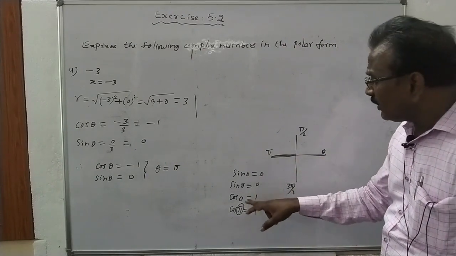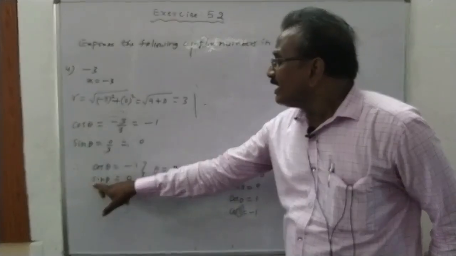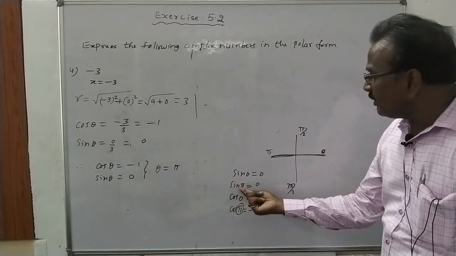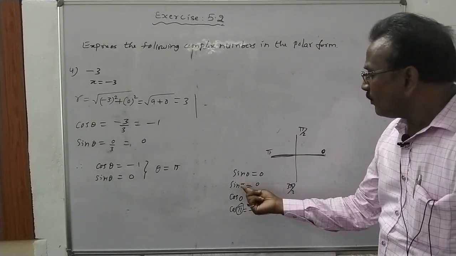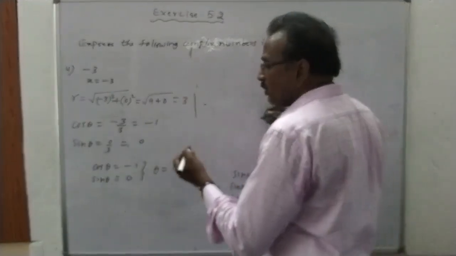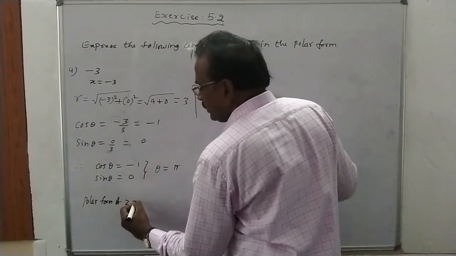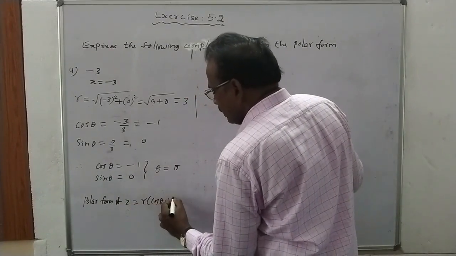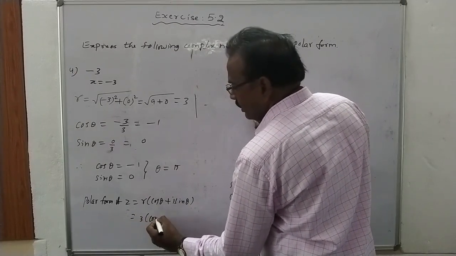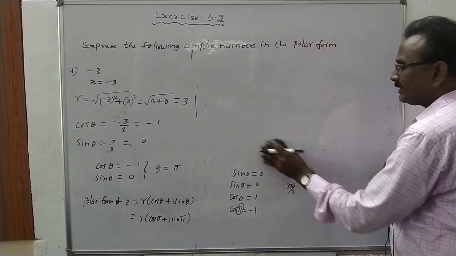So suppose if we take cos 0, cos pi is equal to minus 1, cos 180 degrees is equal to minus 1, sin 0 is equal to 0, but theta is not the same. Suppose if you take sin pi is equal to 0, cos pi is equal to minus 1. So theta value is pi, satisfying these two equations. Therefore theta is pi, this is the argument. Therefore polar form of z is equal to r into cos theta plus i sin theta. Substitute r value, r is equal to 3 into cos pi plus i sin pi. So this is the polar form of the given complex number.